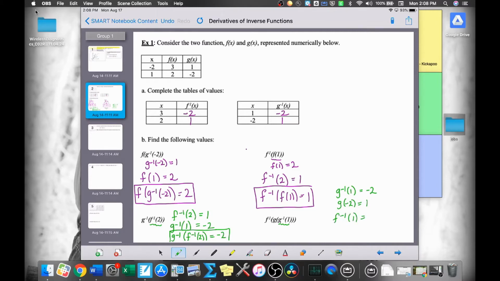Oh, I don't have that value because there is no f of x value of 1, so I can't work backwards. So I have to say that based on the table of information that I'm given, this value is undefined. So f inverse of g inverse of 1 is undefined.